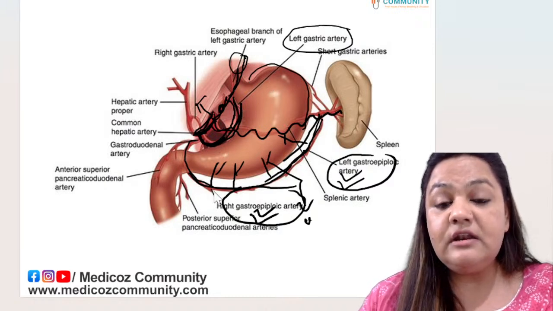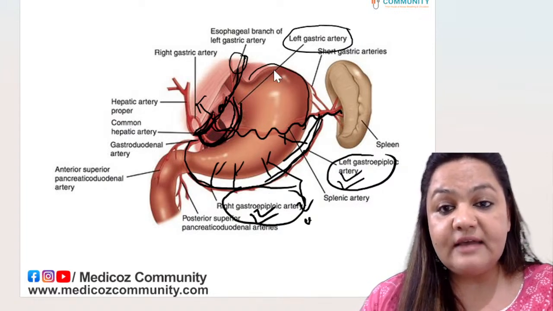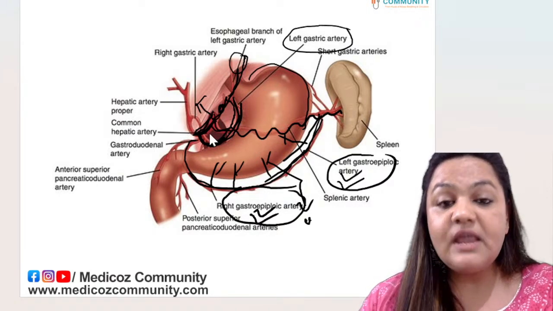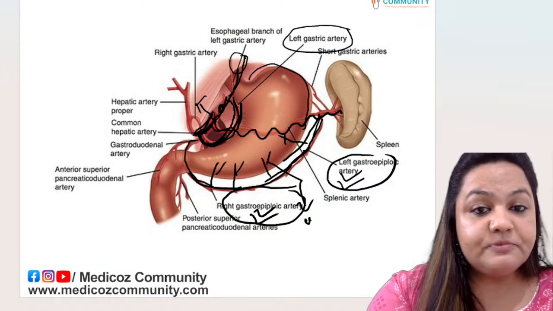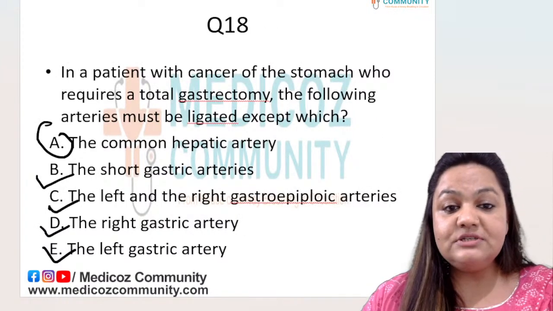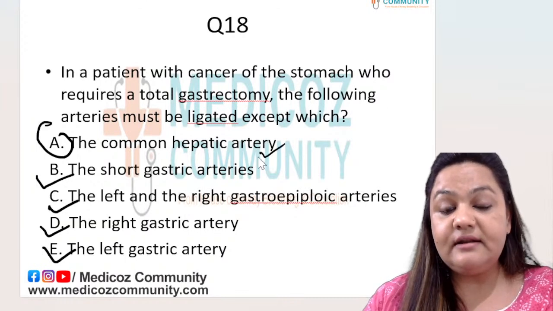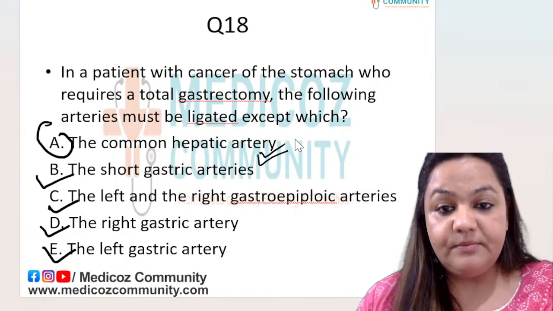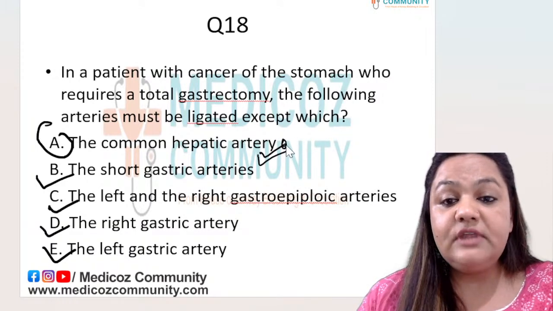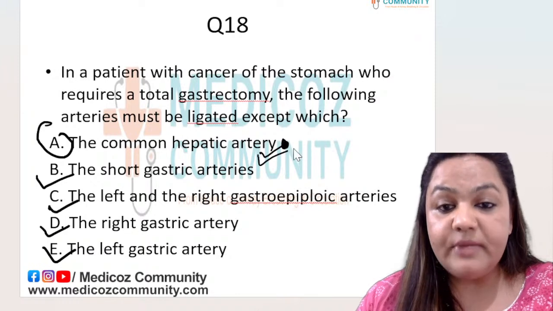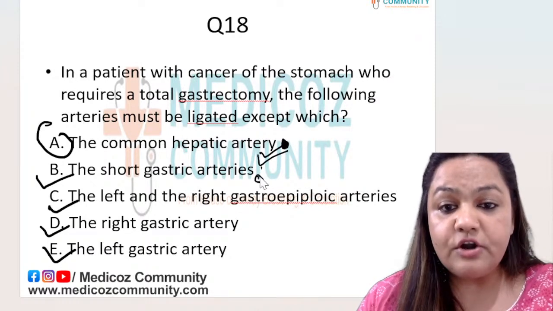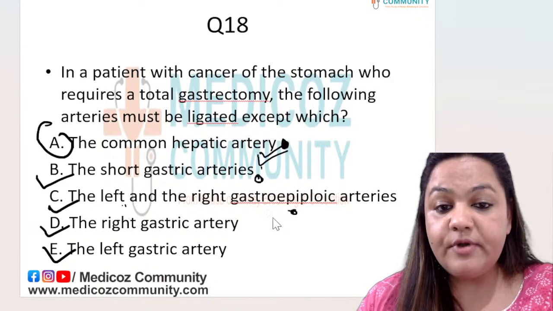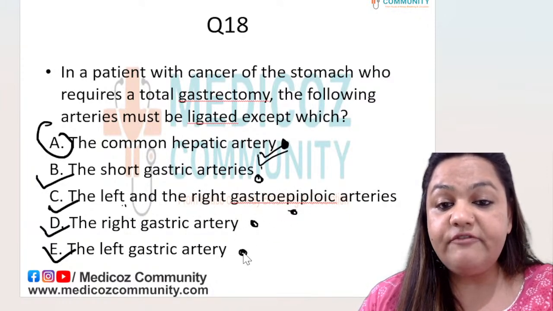So when we remove the stomach in case of cancer, we just need to ligate these arteries here. Now we will look into the options. The options are common hepatic artery. We all know the common hepatic artery supplies the liver. So there is no need to ligate this common hepatic artery. We need to ligate the short gastric artery, the left and right gastroepiploic arteries, the right gastric artery, and the left gastric artery.